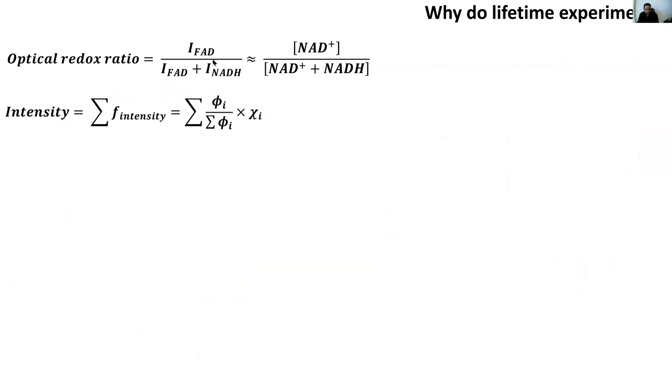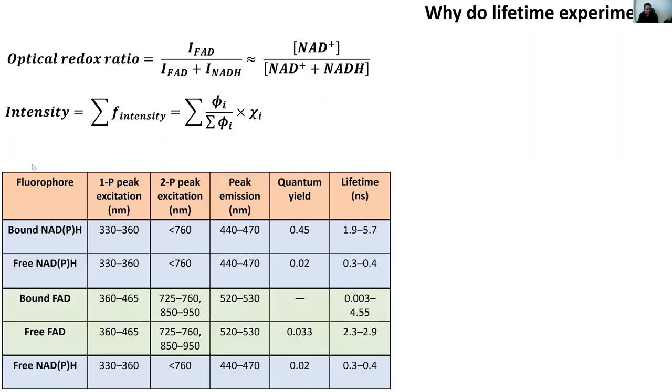You have to think in a way that the intensity of any of the species depends on the sum of a fractional intensity, which is the ratio of the quantum yield multiplied by the fraction of that particular species. Now, if it's just one species, FAD and NADH, it works fine. But the problem is, it's not one species. Again, I'm going to go back to this. If you look at it, there is protein-bound NADH and free NADH, which have very different quantum yields. Free FAD and protein-bound FAD, I couldn't find the number for this, but they also have very different quantum yields.